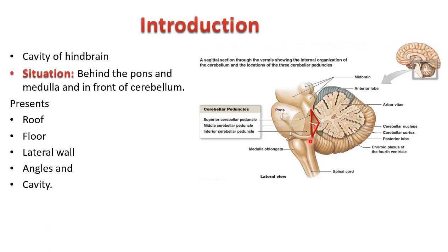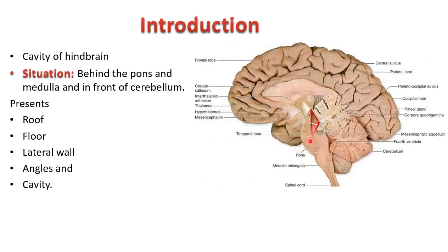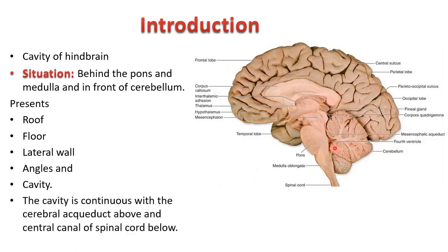This cavity also extends sideways and posteriorly, and we call these the recesses of the fourth ventricle. Now if you look at the cavity of the fourth ventricle, it extends above, and the cavity is continuous with another narrow passage which is called the cerebral aqueduct.